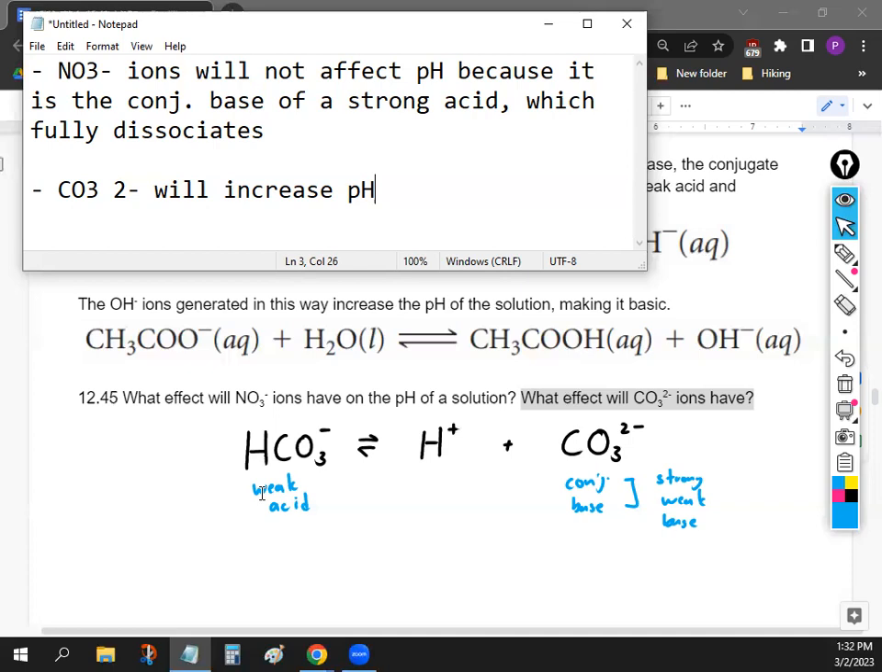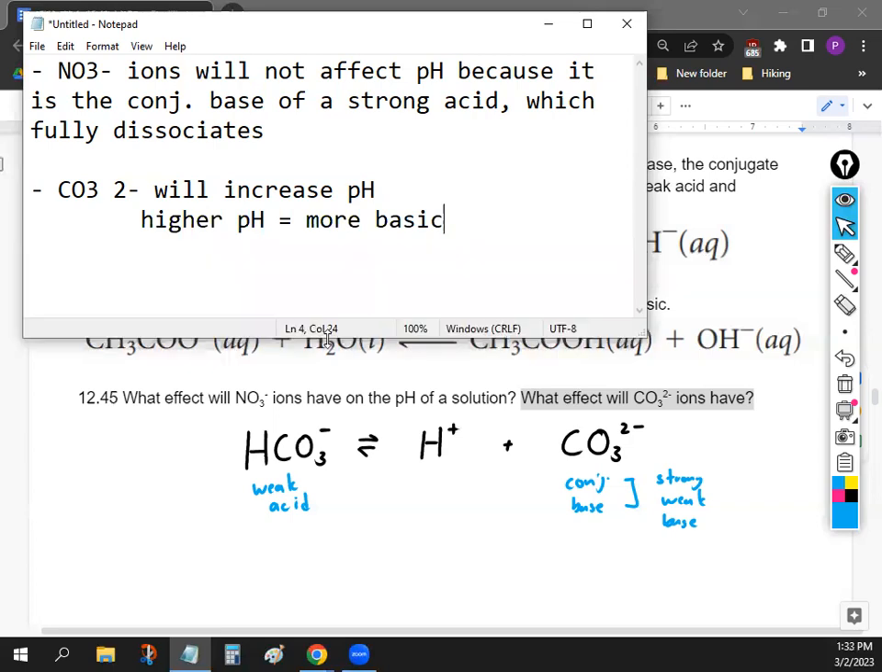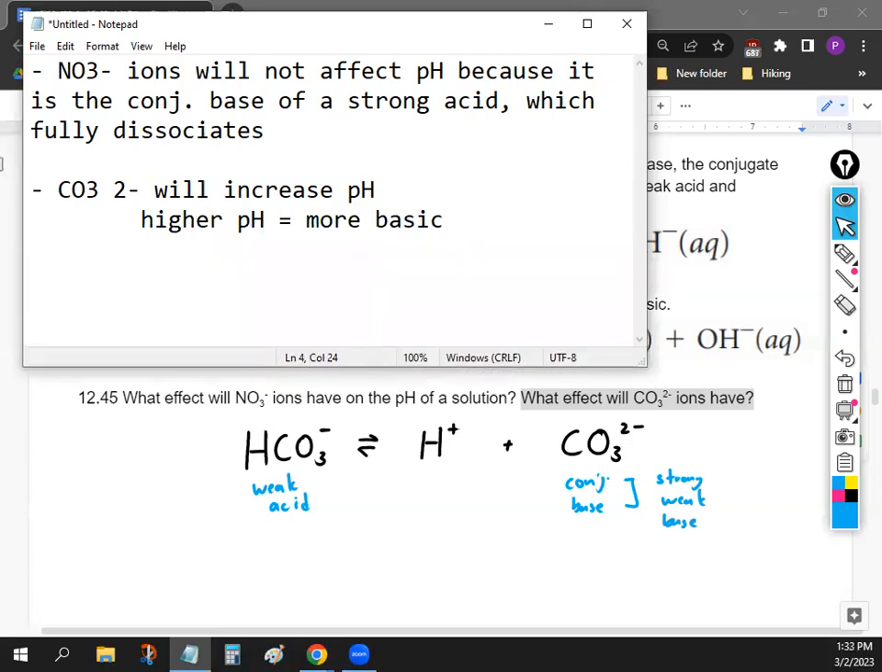Okay, everybody good? If you want to be a little bit more specific, you can say it'll increase pH because a higher pH means more acidic or basic. More acidic. Oh, wait, let me think about this. I mean, more basic. Remember, on the really low ones, it's like lemon. Yeah, higher pH values mean more basic.